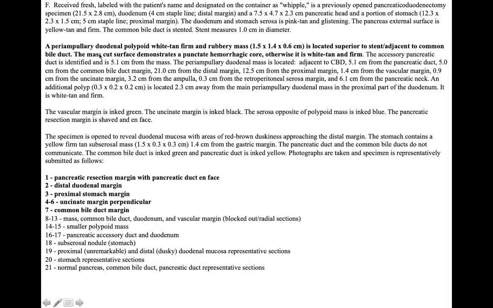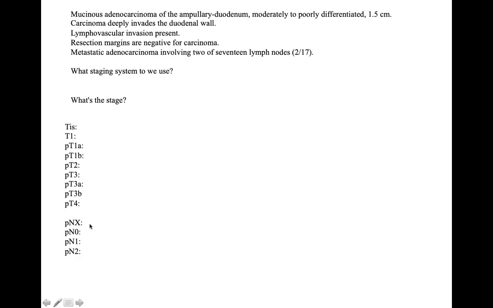This mass was described as a periampullary duodenal polypoid white-tan firm rubbery mass. And then the specimens were submitted as follows, where you have all your margins, and you sample the lesion, you submit it entirely relative to all the bile duct and the pancreatic duct. You submit representative sections and lymph nodes.